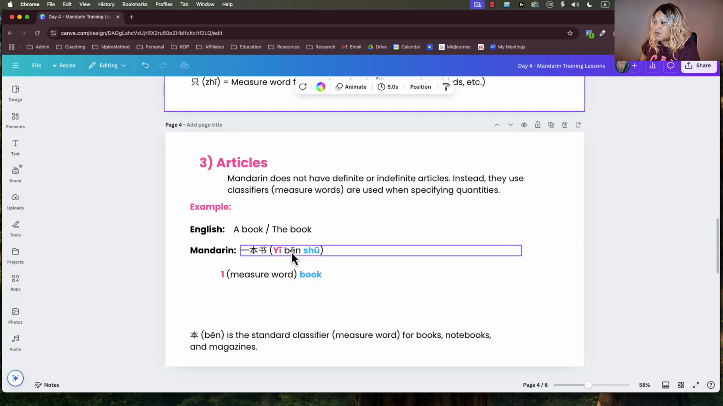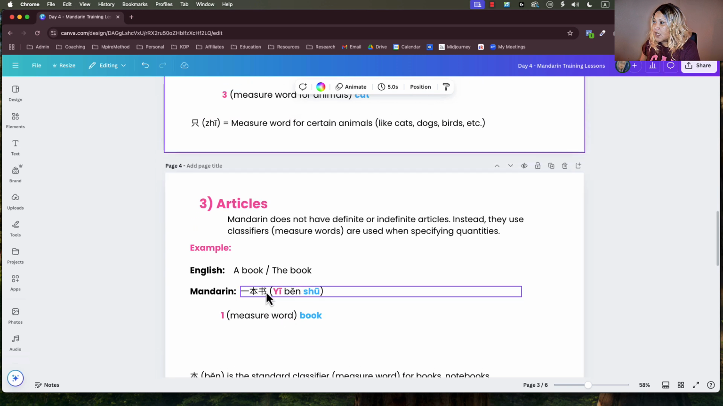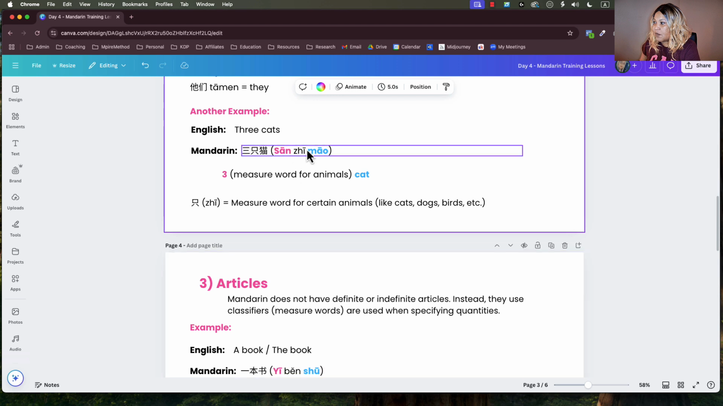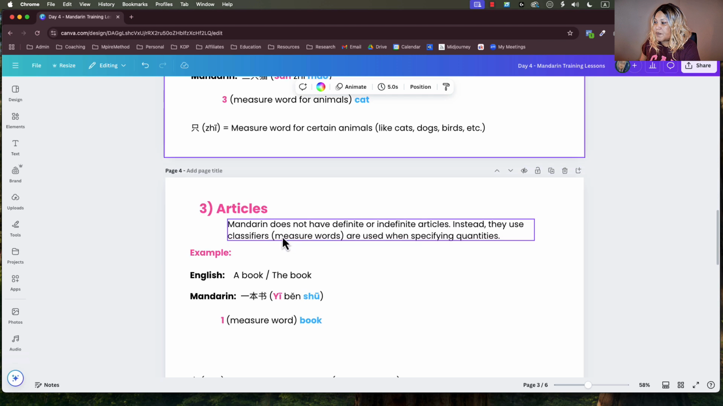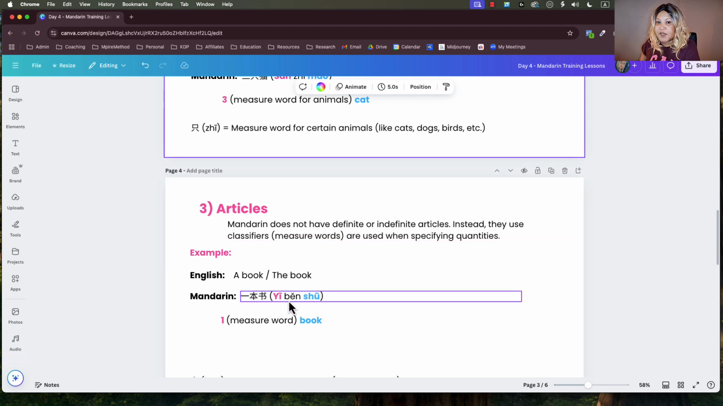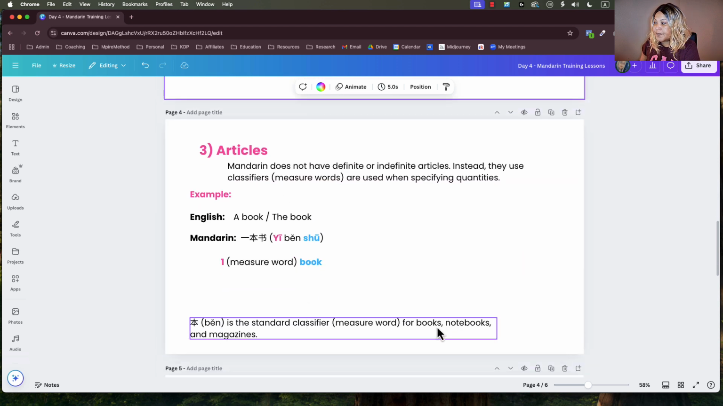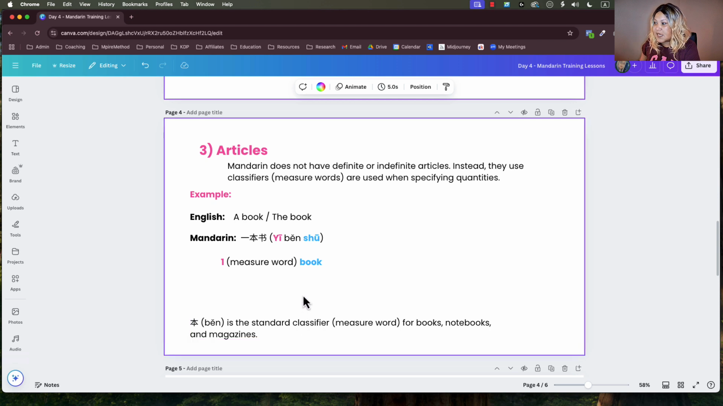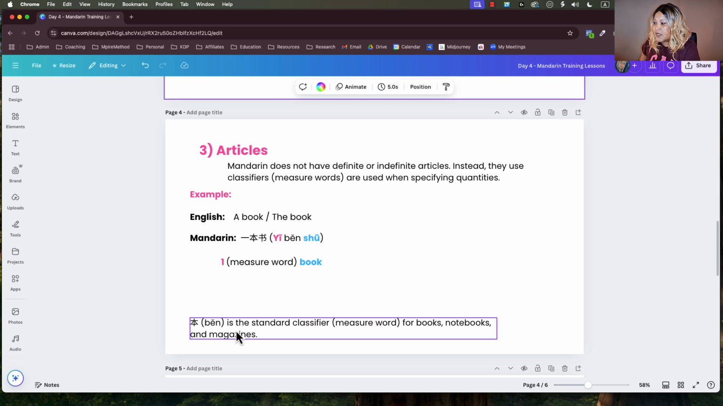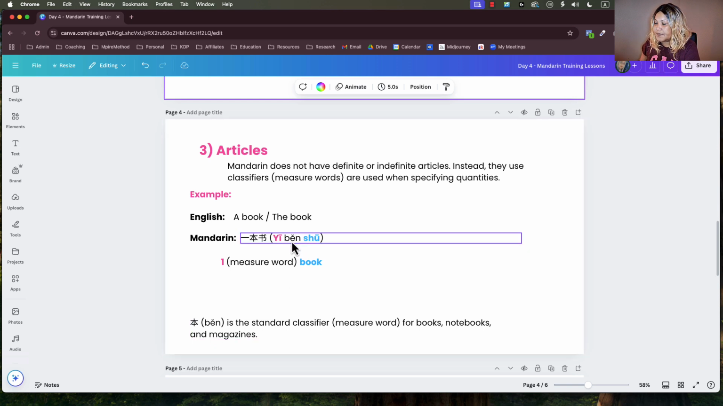And as you can see, this measure word is different. It's ben. And that's because it's not representing an animal. So if it was representing an animal, then we'll use this zhi. But since it's representing a book, there's a specific measure word for a book or notebooks or magazines. And that is the ben. So this one classifies books, notebooks, and magazines. That's when we'll use this one.